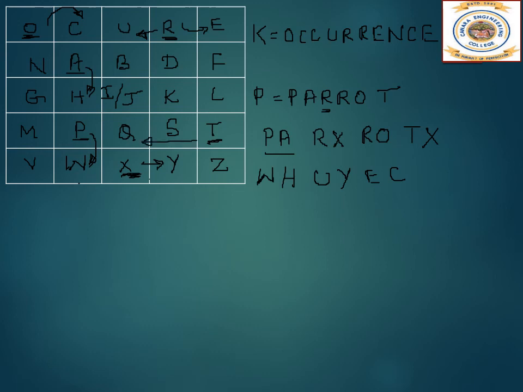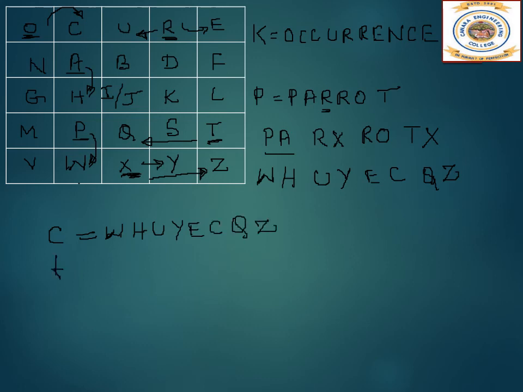For X, what do I have to take? The same row as X, but the column of T. So Z. So for T, it is Q. For X, it is Z. So what is the ciphertext for parrot? It is W, H, U, Y, E, C, Q, Z.